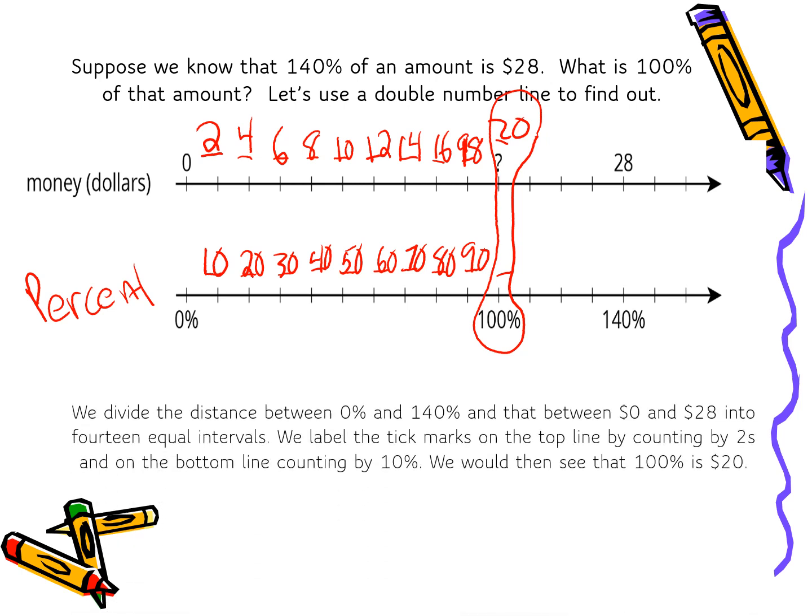We divide the distance between 0% and 140%, and that between $0 and $28, into 14 equal intervals. We label the tick marks on the top line by counting by twos, as you can see here, and on the bottom line counting by 10%. So that's how we then saw that 100% is $20.